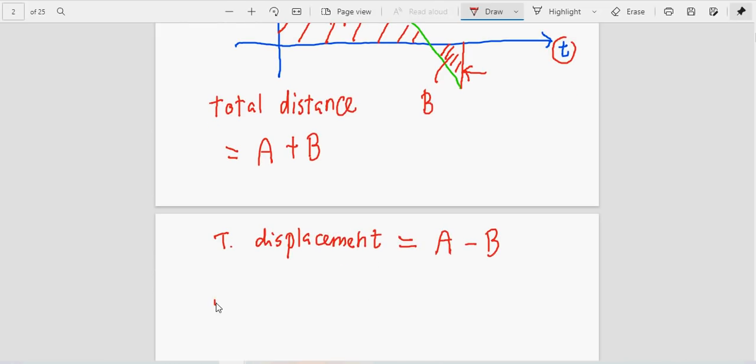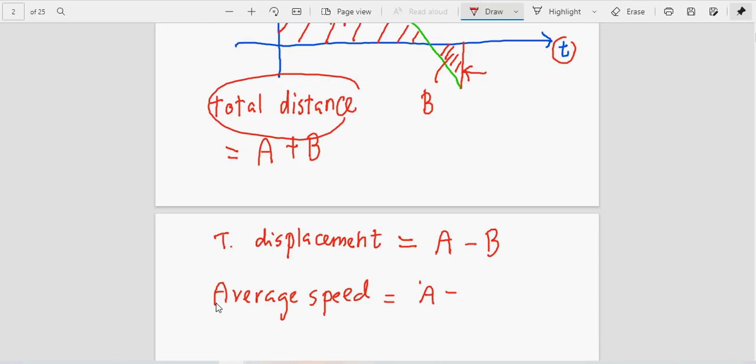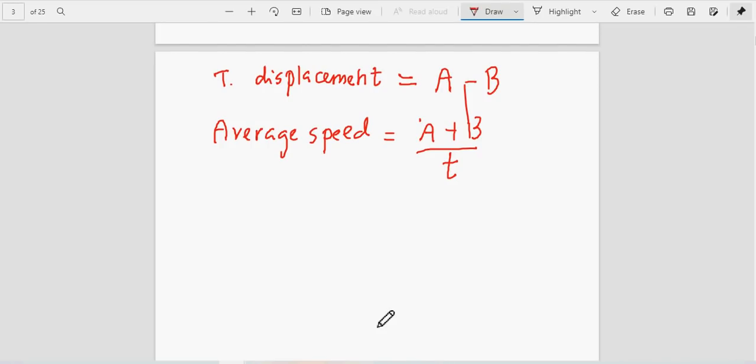And another question might be if they ask you for average speed. If average speed, purata laju, it will be total distance, meaning A plus B, bahagi dengan masa, the total time. So what is the time here? Okay, masa akhir.